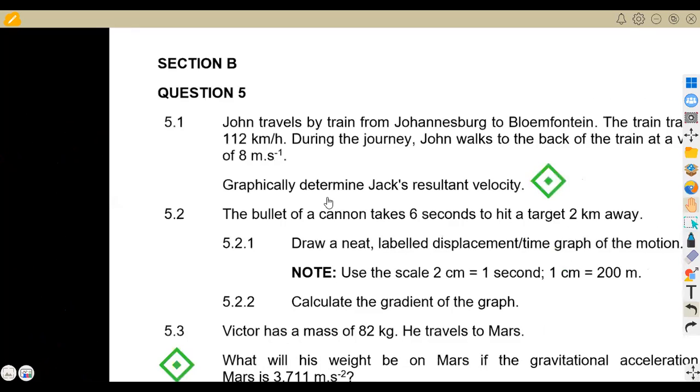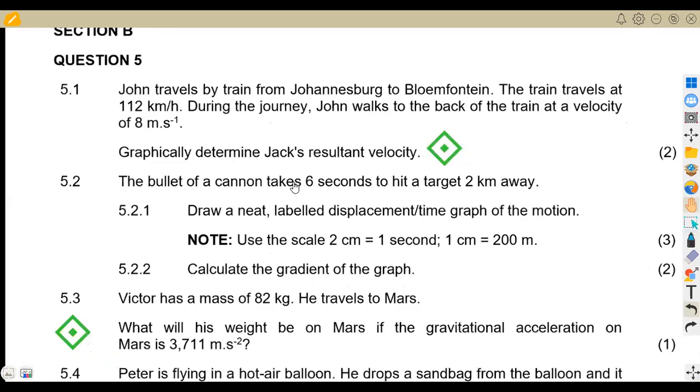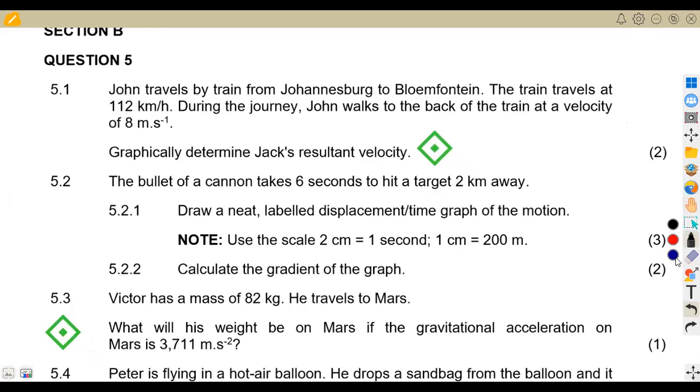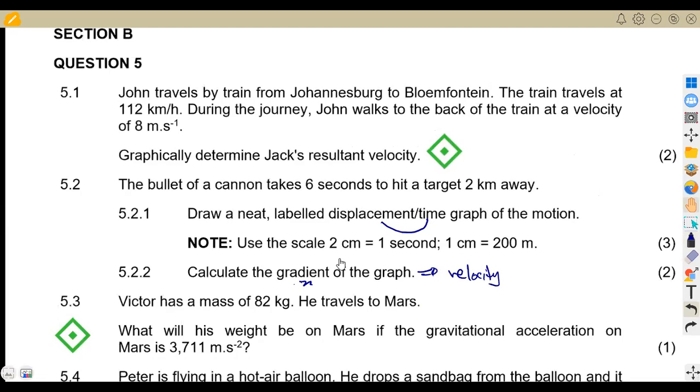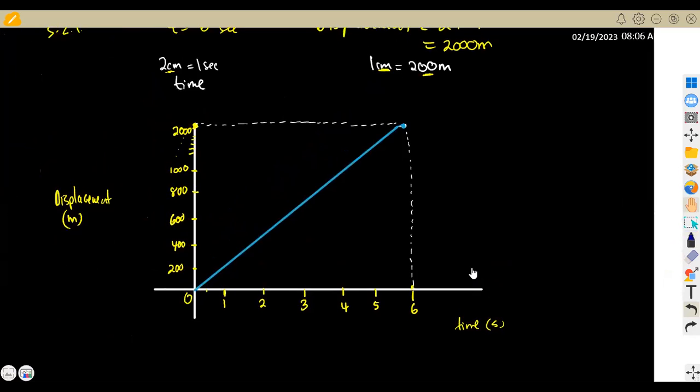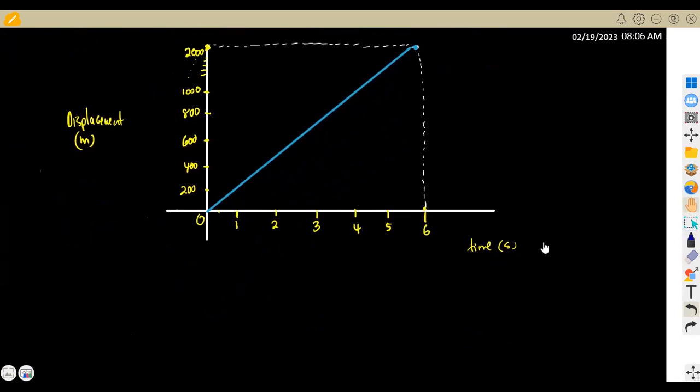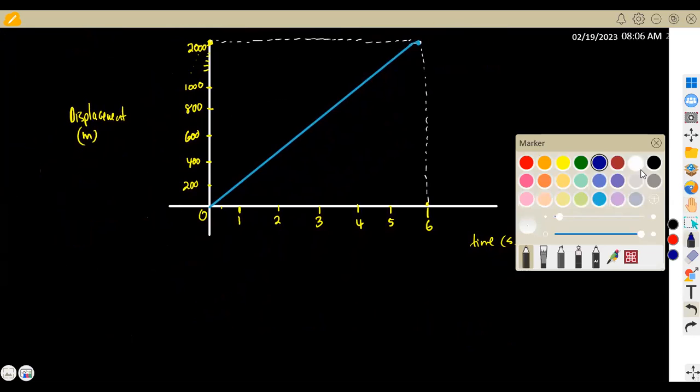On 5.2.2, calculate the gradient of the graph. So the gradient, which is the steepness of the slope, in this case represents the velocity. Because remember, you are dealing with a displacement time graph. So the gradient represents the velocity. If it was a velocity time graph, the gradient represents acceleration. So you must know this one, okay? Here, the gradient represents the velocity, of which we know that velocity is change in displacement over the change in time. So we can have this as a formula.